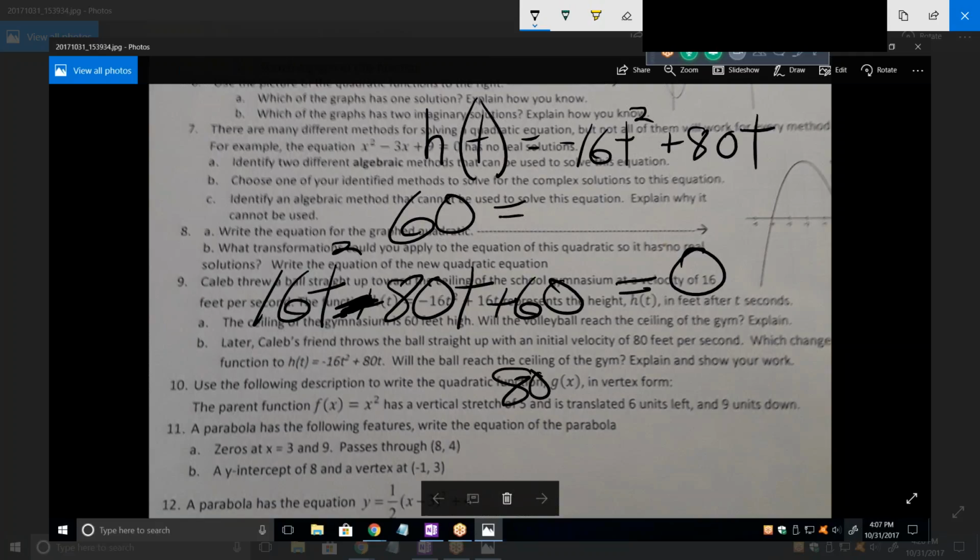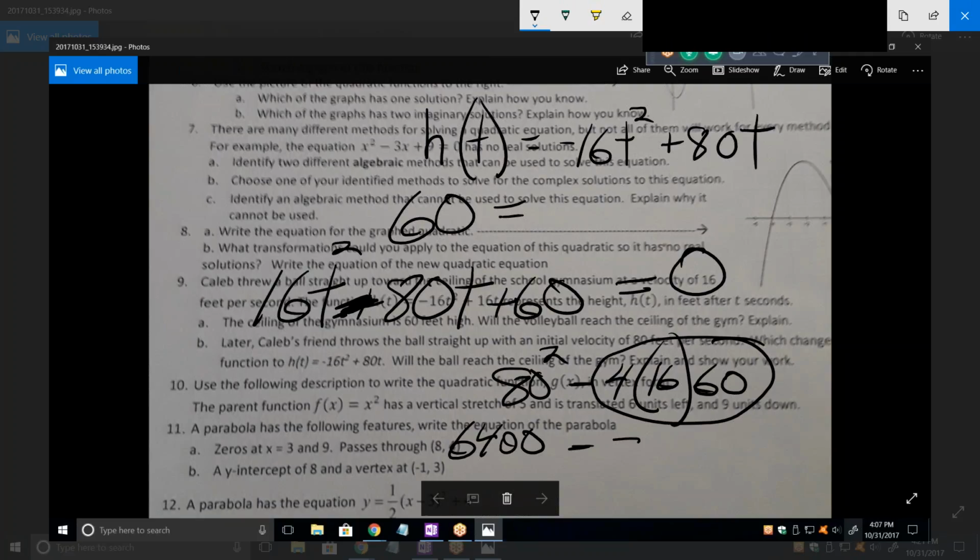80 squared minus 4 times 16 times 60. Now, which is the bigger number? That's 6,400. What's this number here? Negative 3,840. So the other one's bigger, which means the discriminant is positive. If the discriminant is positive, it means I've got two real solutions to this quadratic.